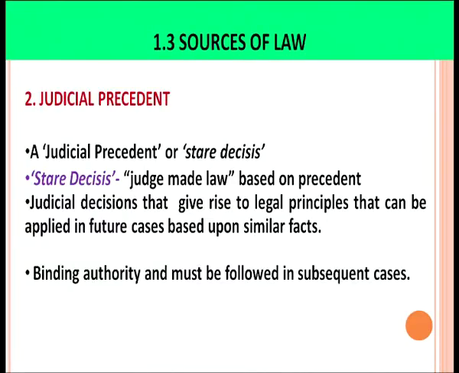The second important source of law is judicial precedents. Judicial precedents are also known as stare decisis. It means that the judge made the law, that is, they are based on the precedents. There are judicial decisions which are pronounced, and these judicial decisions give rise to a legal principle that can be applied in future cases based upon similar facts.